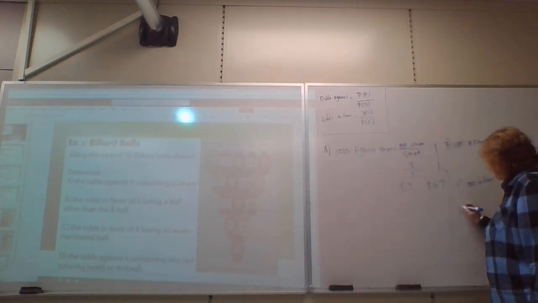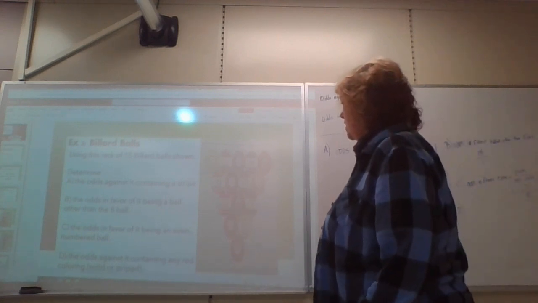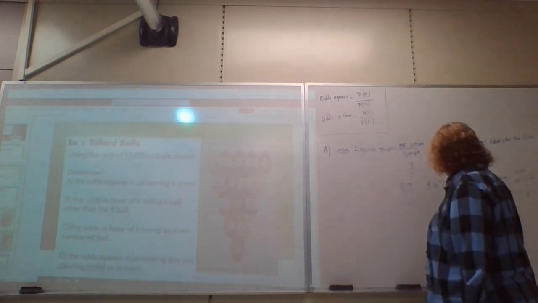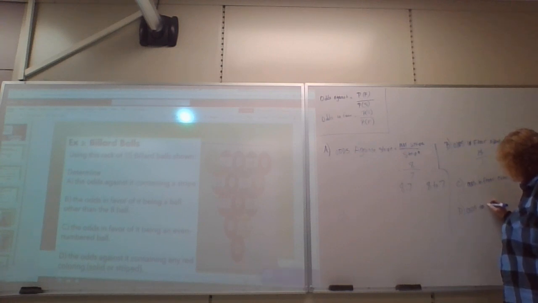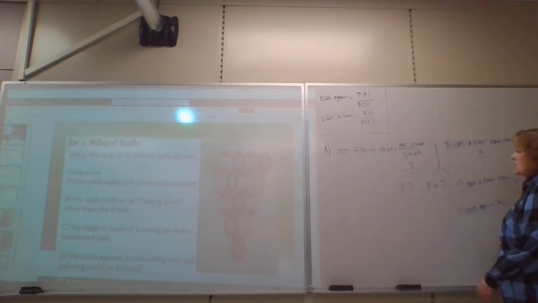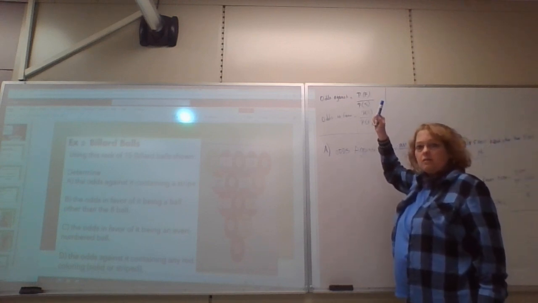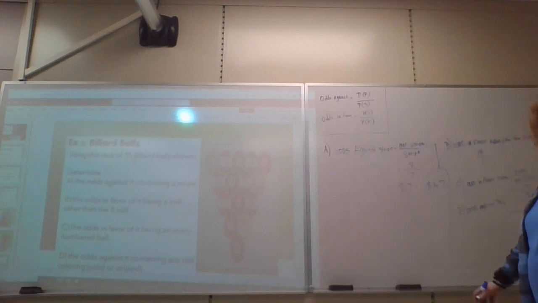D. Odds against any red coloring. So we're going to do odds against a red, whether it be solid or striped, right? Odds against is going to be failure over success. So how many are not red to red?